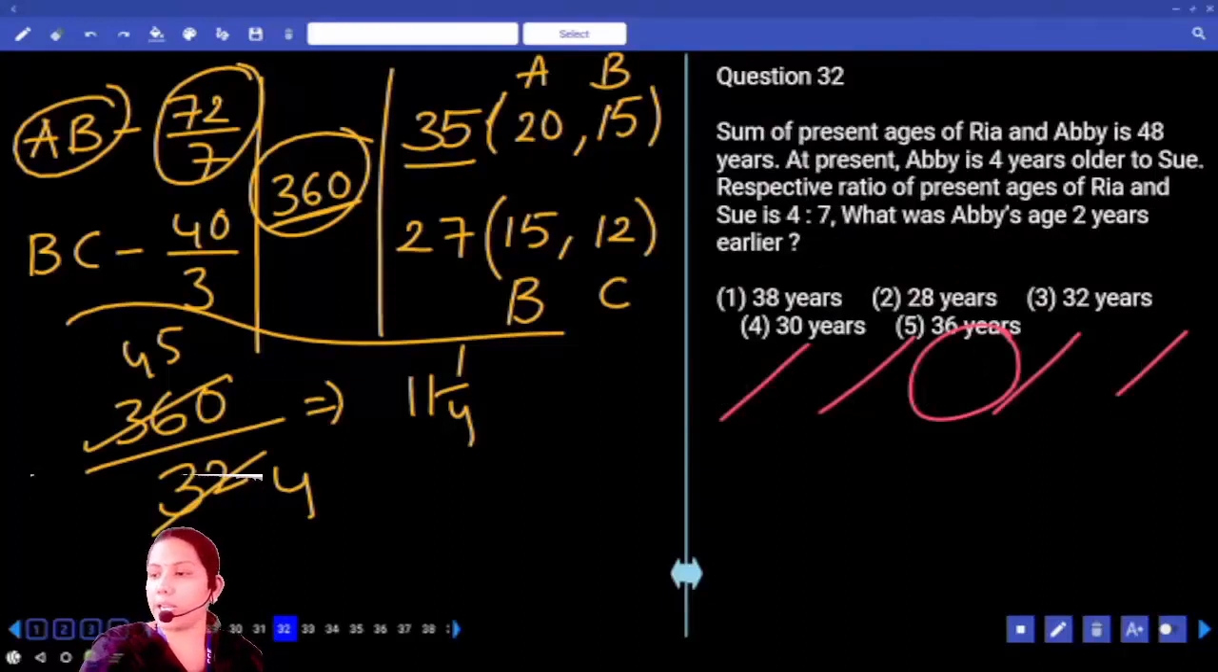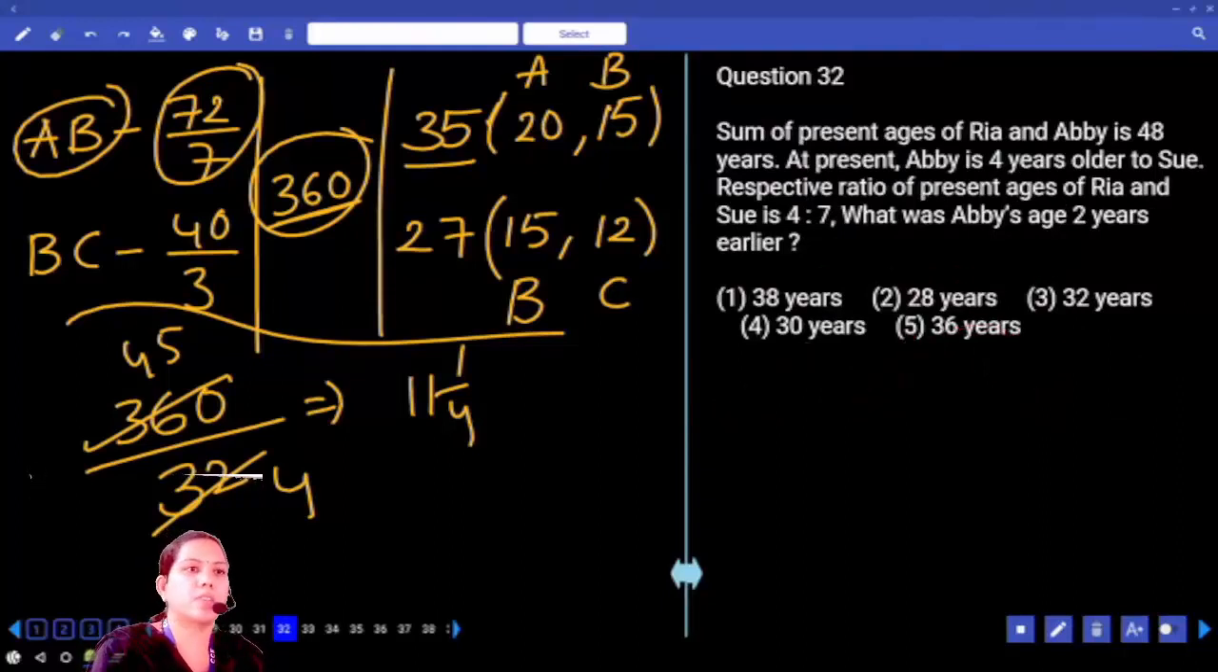Next, question number 32. The sum of the present ages of Riya and Abhi is 48. At present, Abhi is 4 years older than Sue. The respective ratio between the present ages of Riya and Sue is 4:7. What is Abhi's age 2 years earlier?